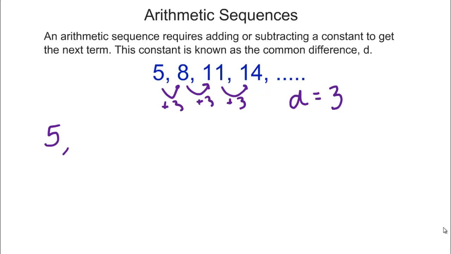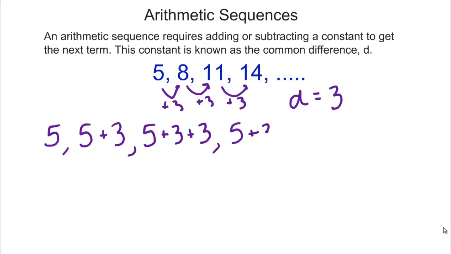5 I'll leave alone, but 8, I'm going to call that 5 plus 3, because isn't that how we got the 8? We just took our common difference and added 3 to 5. How do I get 11? Well, I took our 5 plus 3 and I added 3 on again. How did I get 14? Well, I took our 11 and I added 3 on one more time. So instead of 5, 8, 11, 14, I wrote 5, 5 plus 3, 5 plus 3 plus 3, and 5 plus 3 plus 3 plus 3. I did that so we could hopefully see a pattern.